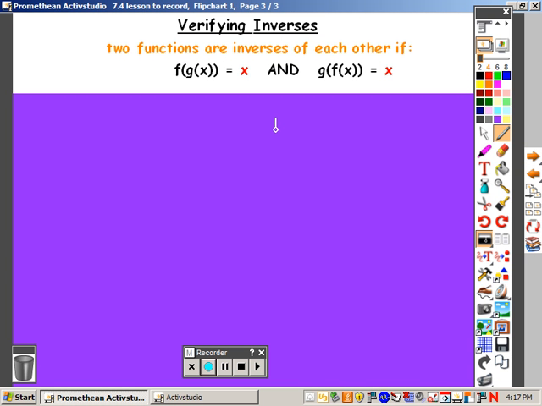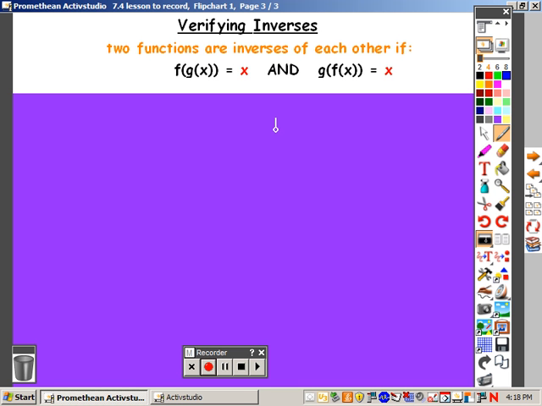And I'm going to go back to what I said when I read the goal to you. Verifying means I'm going to hand you 2 functions and I already know that they're inverses. You're going to prove it or show me that they're inverses. So 2 functions are considered inverses if we do the following 2 things. We have to say f of g of x equals x, and we have to do g of f of x, and it also has to equal x.